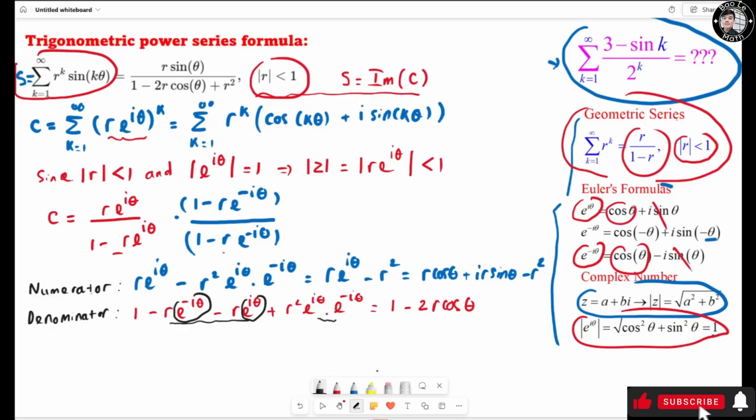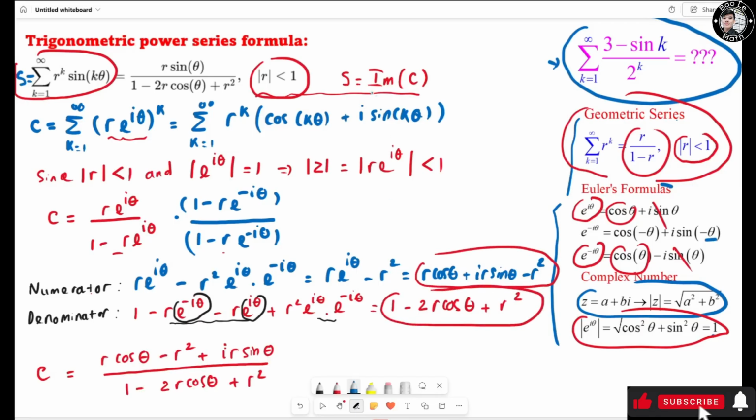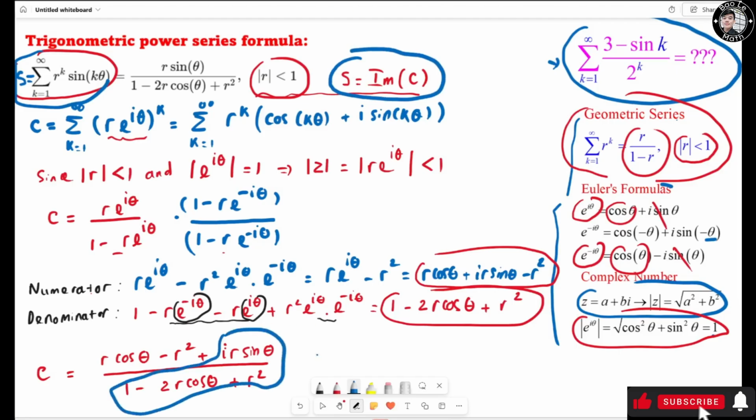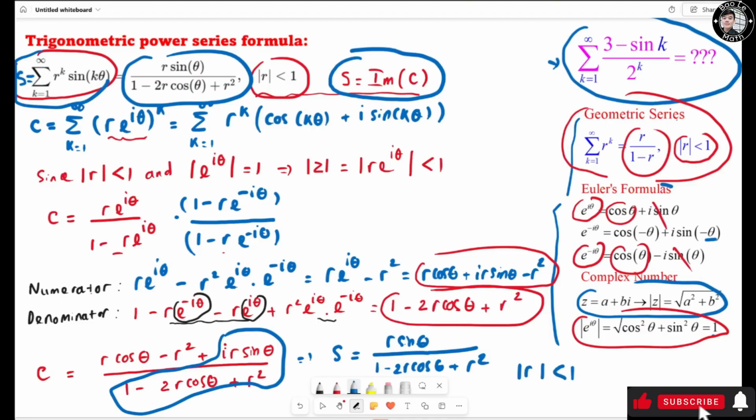So finally C equals the numerator here over the denominator here. Now we need to solve for S, so we're going to take the imaginary part of C, which is this one here. It's going to be exactly this formula, for absolute value of r less than 1.